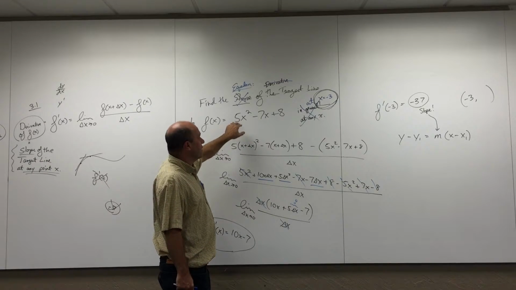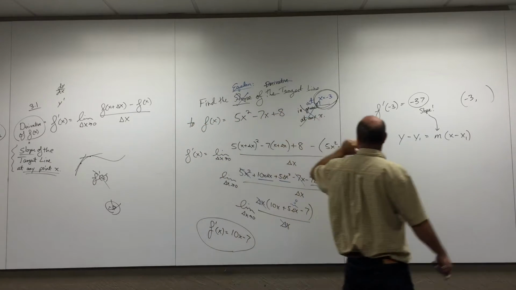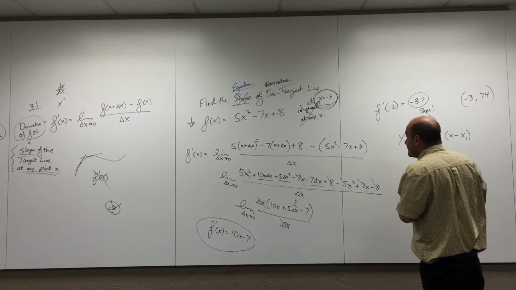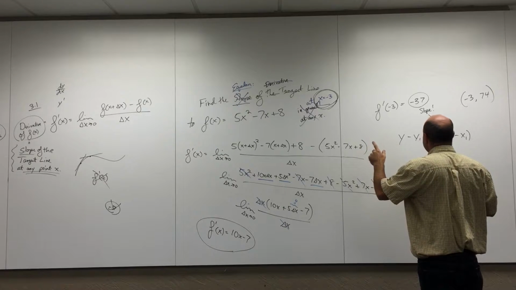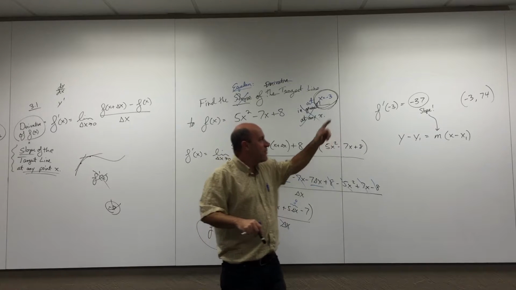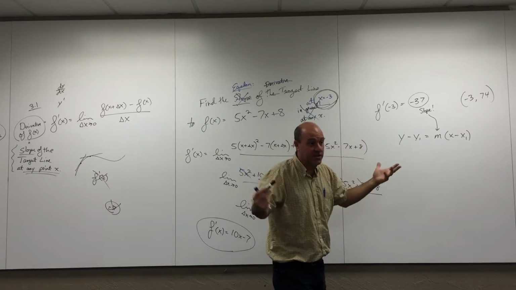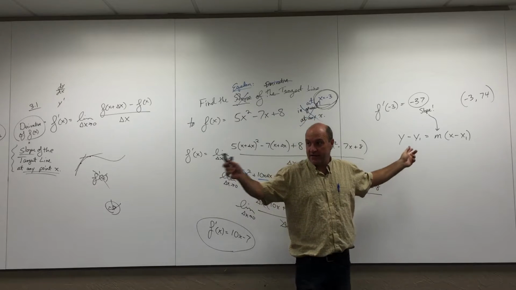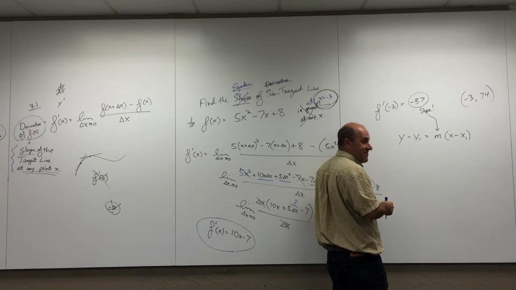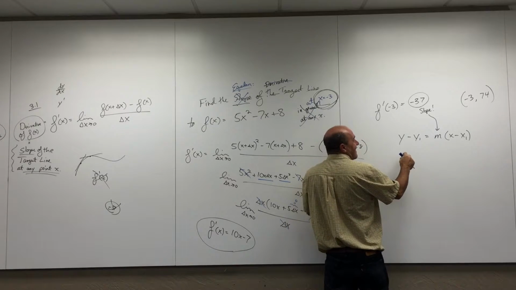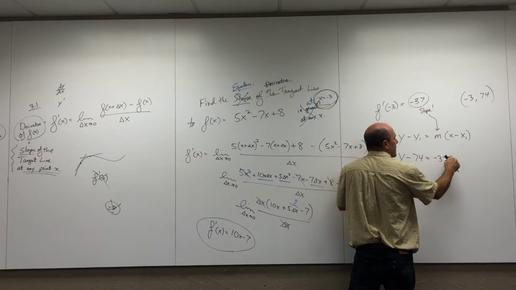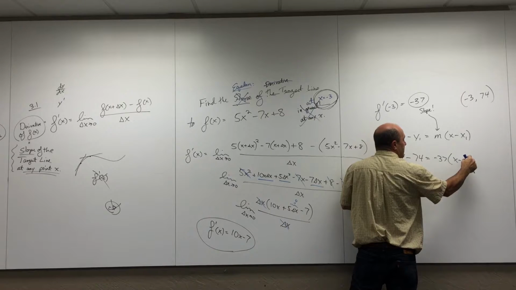Now I'm plugging a negative 3 into here. 74. Thank you. 74, you said? Yeah, I like that. All right, 74. So now I've got a point and a slope. I'll do the equation of the line. I didn't lose you, did I? You guys okay? All right, y minus 74 equals the slope times x minus negative 3.